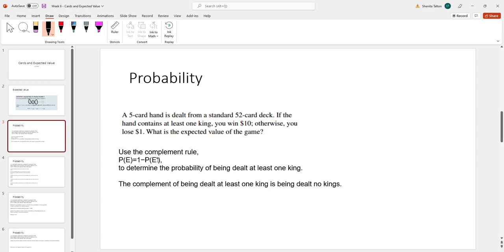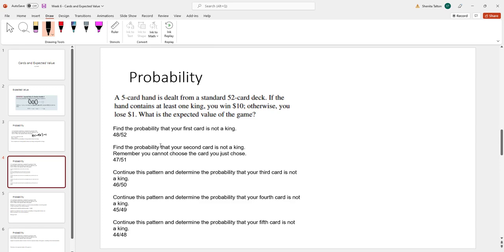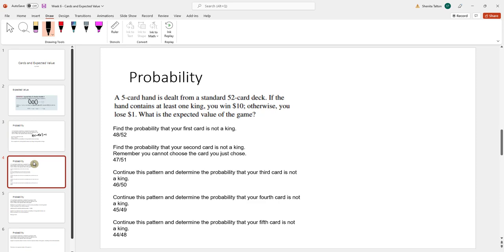The complement rule is, if you remember how it would go, it's equal to 1. Okay? Except we're just going to switch it. We use some basic algebraic steps to get P of E by itself. Alright, so what we're going to do is find the probability that your first card is not a king. So basically, let me go back. The complement of being dealt at least one king is being dealt no kings. Okay, no kings. So we want to look at all 5 of our cards and figure out the probability of you not getting a king.